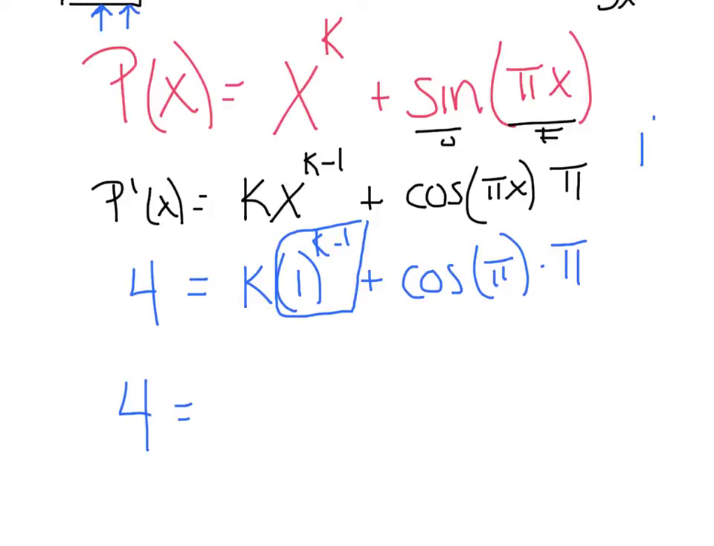What if I said 1 to the 10th power? Well, that just means 1 times 1 times 1 times 1, 10 times, which is still 1. Or 1 to the 3rd power, that's just 1 times 1 times 1. So 1 to the k minus 1, guess what, is just 1.